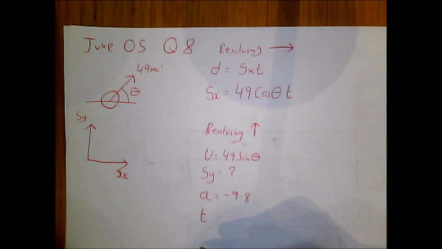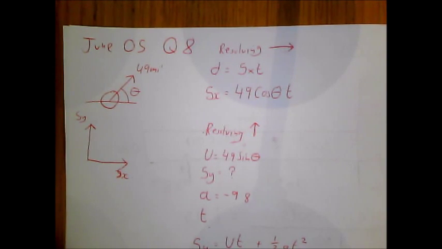So we know that displacement in y, or sy, equals ut plus half at squared. And here, let's substitute in, so sy equals 49 sine theta t plus, minus 4.9 t squared.